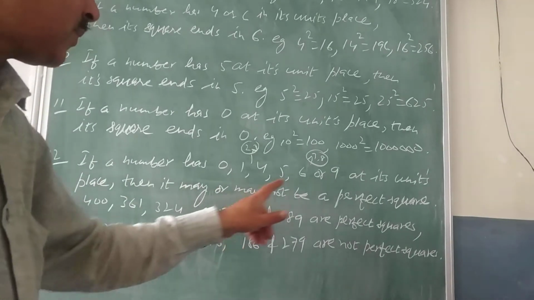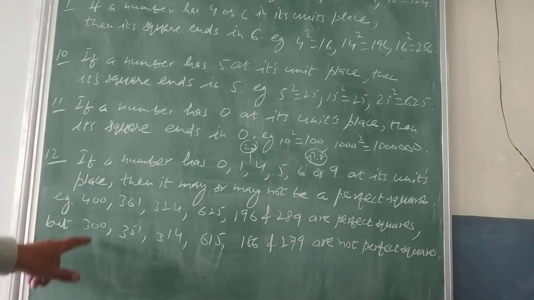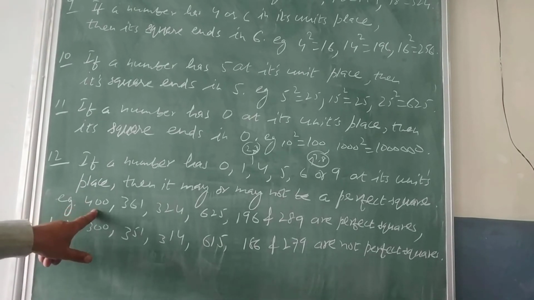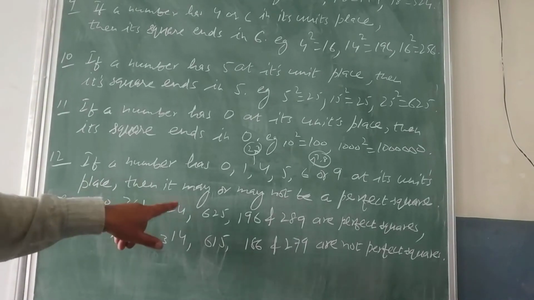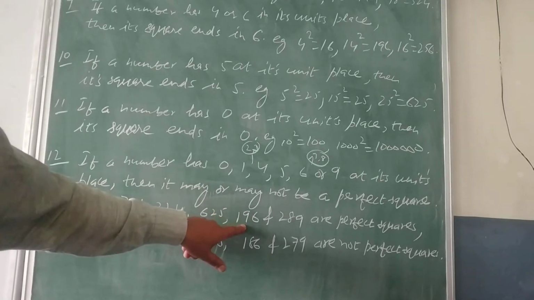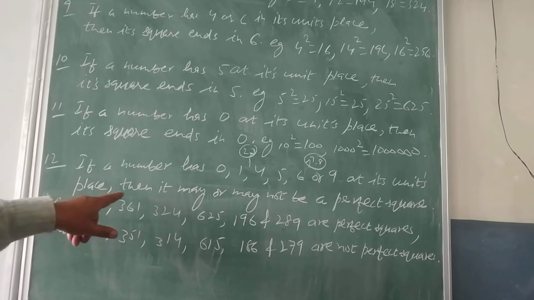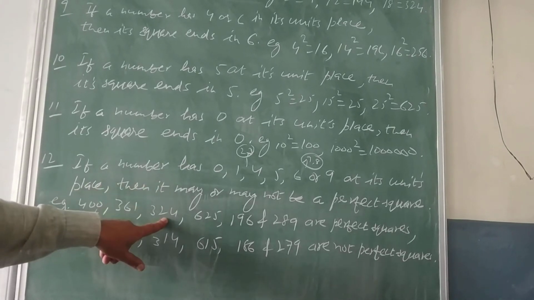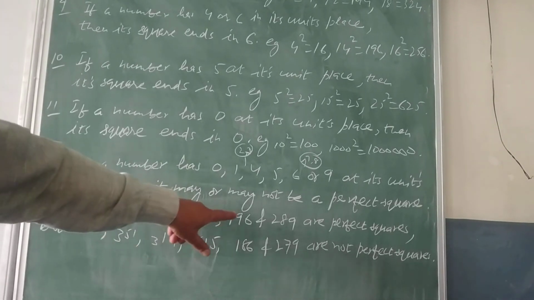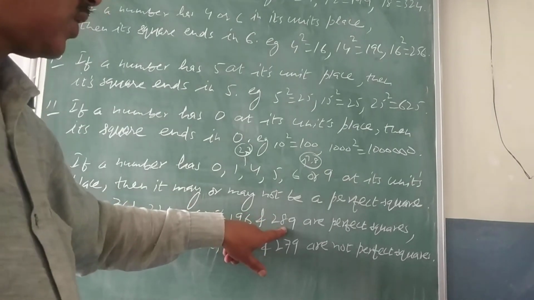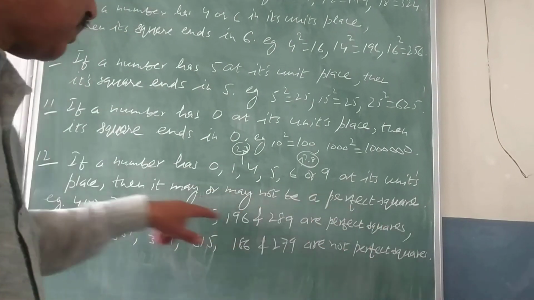It may be or may not be. I have given the examples here. If you check these numbers 400, 361, 324, 625, 196 and 289: this is the square of 20, this is the square of 19, this is the square of 18, this is the square of 25, this is the square of 14 and this is the square of 17. These all are perfect squares.